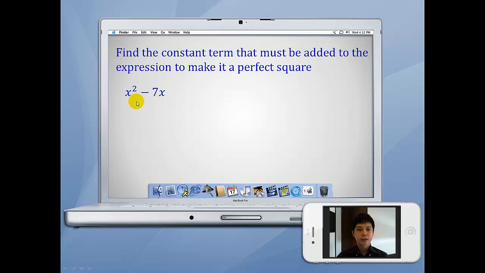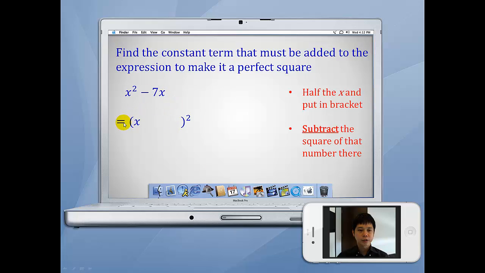Let's look at another example. What constant must we add here? Again, we'll start with this. Always halve the x and put in brackets. So we will have negative 7 over 2. Yes, we always follow the sign as well. But for the next part here, we will always subtract. Regardless of the sign, we will always subtract. So subtract the square of the number there, we will subtract 7 over 2 squared. And hence the constant that must be added will be negative 49 over 4. And the perfect square here will be x minus 7 over 2 squared.